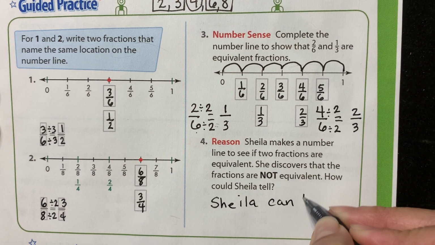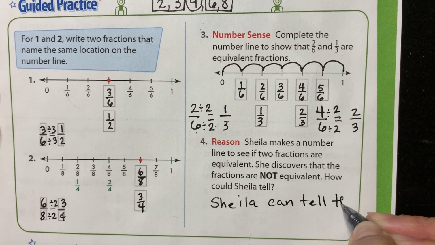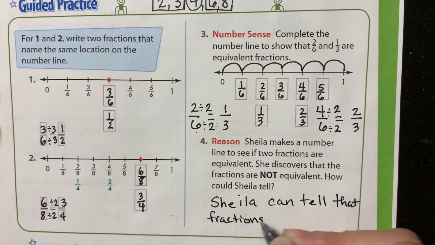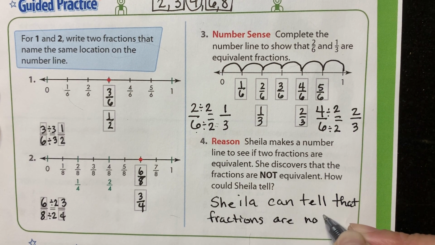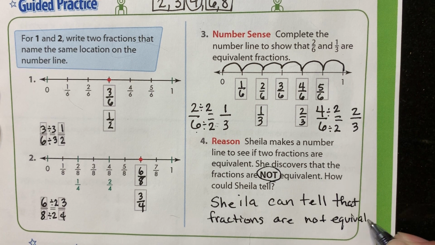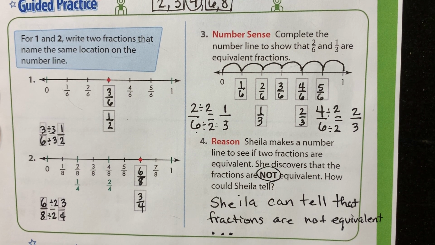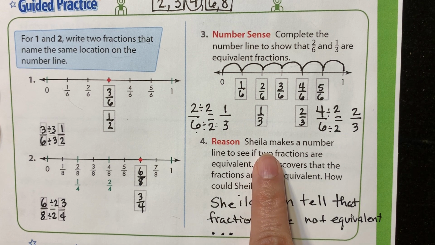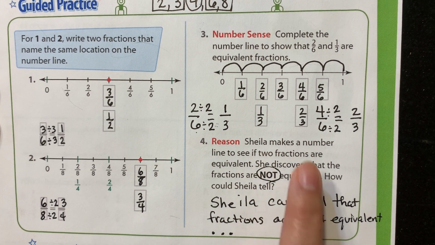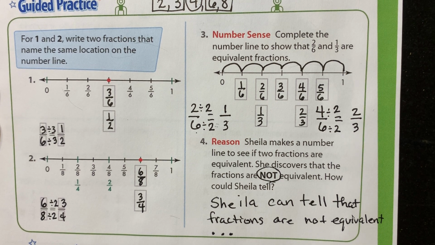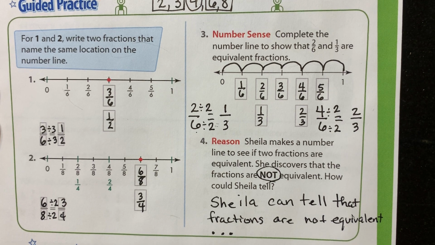Sheila can tell that fractions are not, like they said here, are not equivalent. And remember, I'm not finishing the sentence for you. You need to complete the sentence. When I write ... that means you finish the sentence. And remember, she would want to see about two fractions and on a number line. So you can tell me about how you can tell two fractions are not equal on a number line.